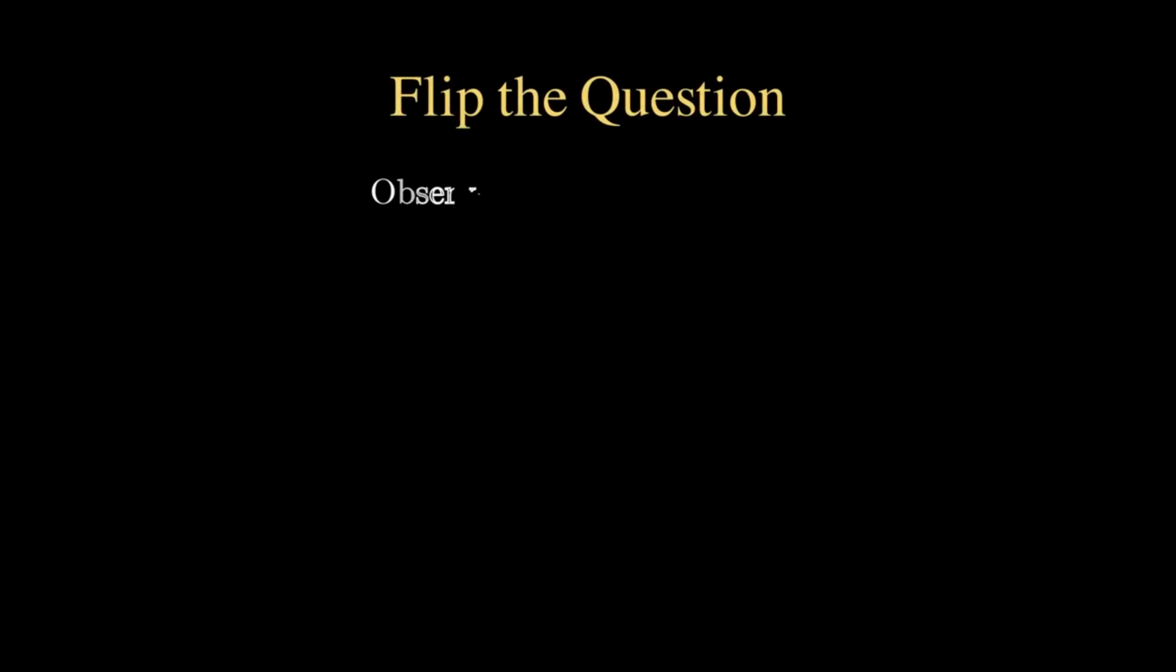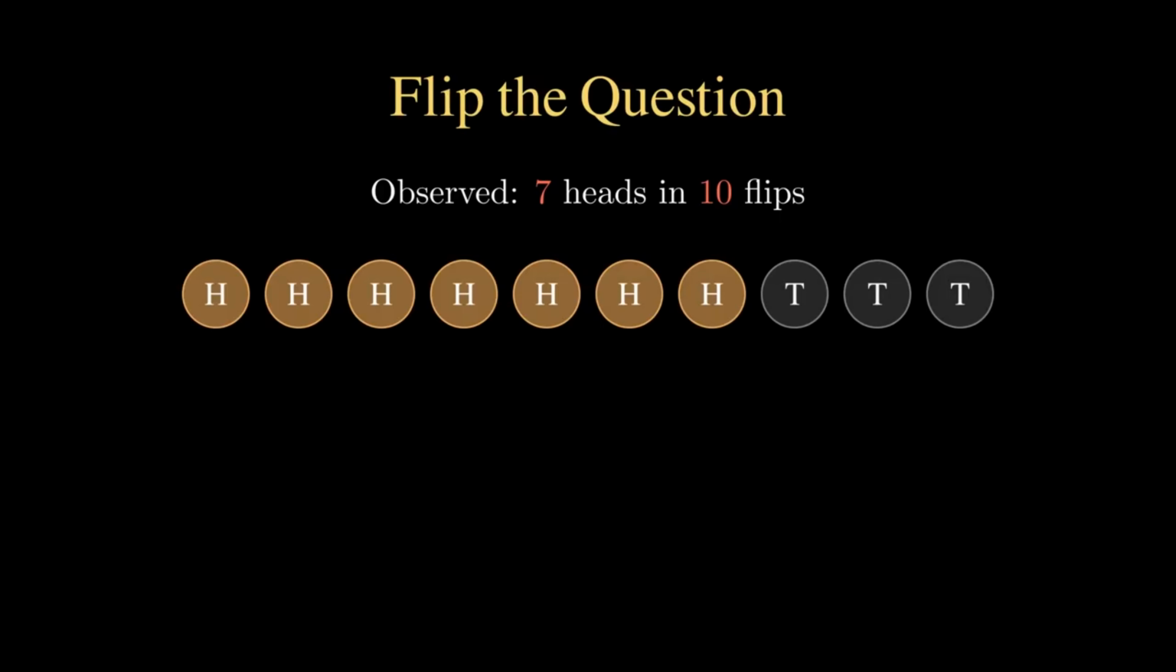Now, let's flip things around. Suppose you don't actually know P. You flip the coin 10 times, and you observe 7 heads. That's your data. It's fixed. It happened. So, the question becomes, which value of P could have produced this?